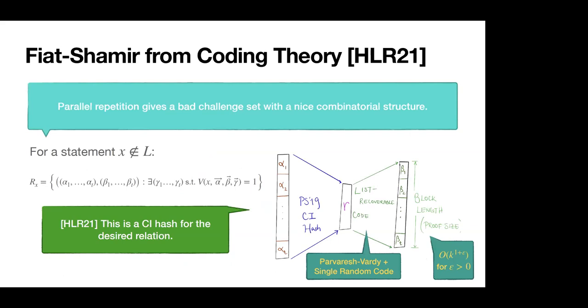And HLR21 then showed this is a CI hash function for the desired relation. First, you have the PS19 CI hash for the encoding relation that we showed on the previous slide. Then you apply the list recoverable code. And just observe here that the block length of this list recoverable code affects the proof size. So here you start with the alpha 1 through alpha T. After applying this new CI hash function, you get your beta 1 through beta T. And using a Parvaresh-Vardy and single random code, you get a block size of O to the K to the 1 plus epsilon, for epsilon greater than 0.